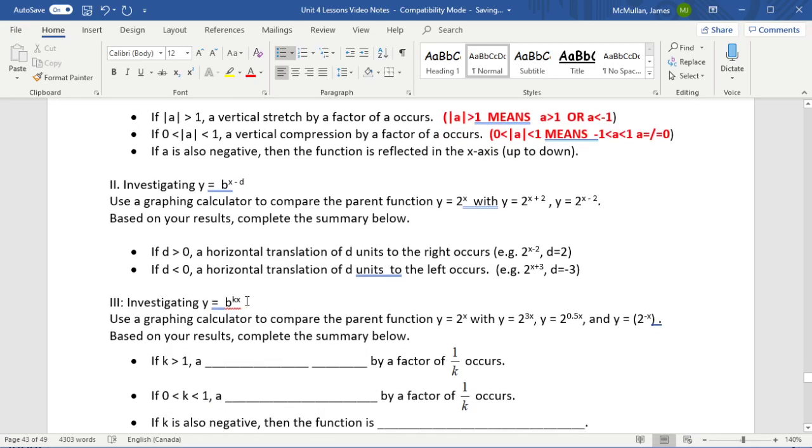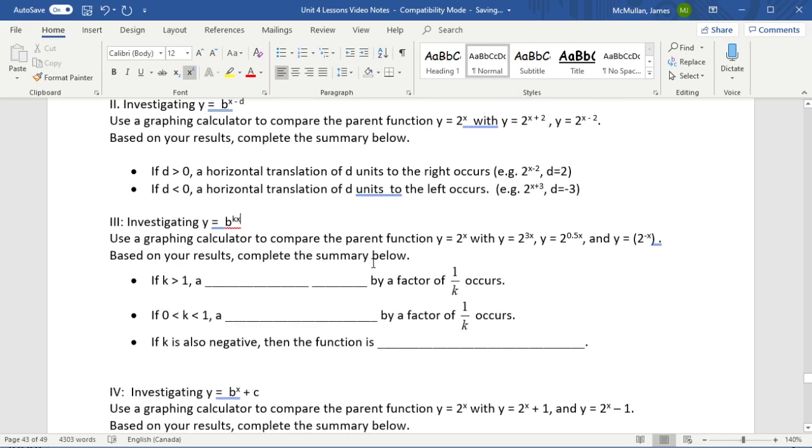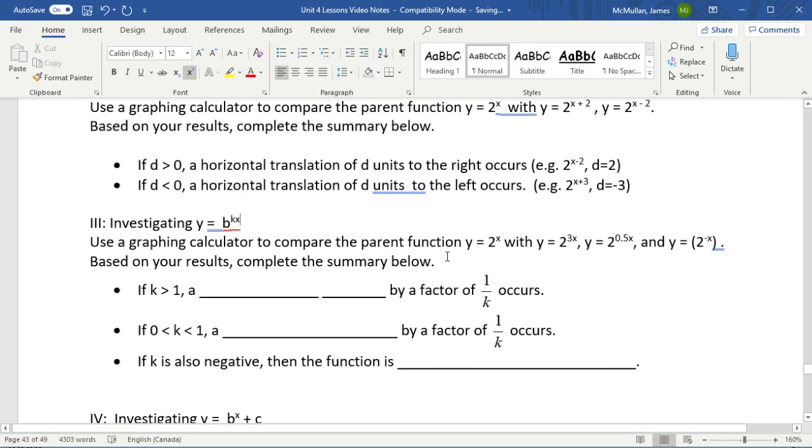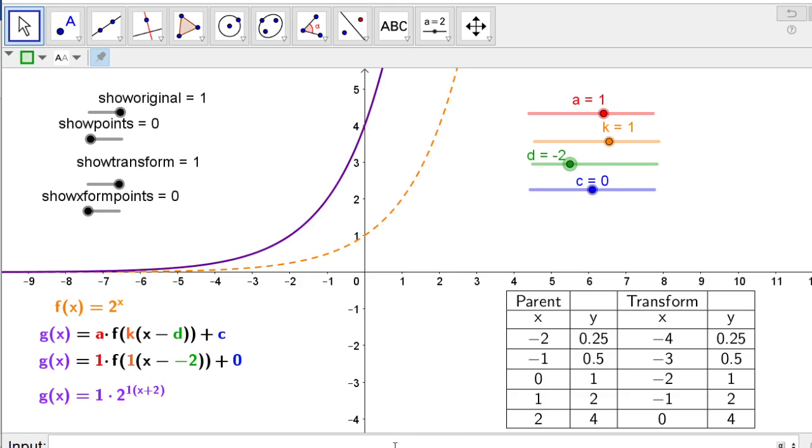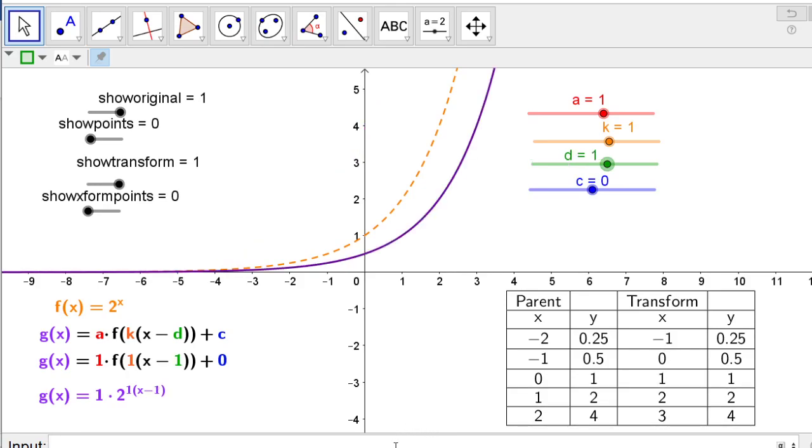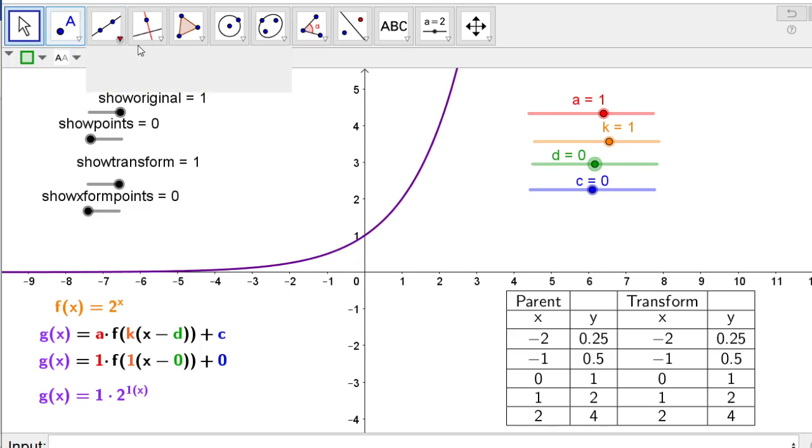Okay, now k is a tricky one. As always, there's a little bit more thinking involved with k than with the other ones. So let's reset it. So we'll set d back to 0. Excuse me, d's default value is 0, not 1. And then let's try manipulating k.